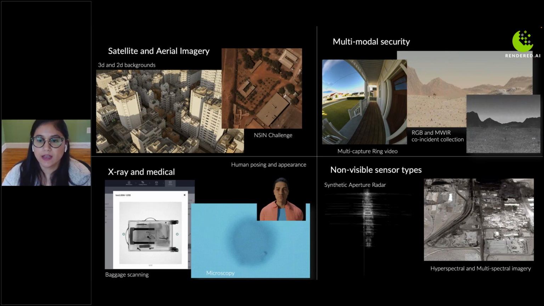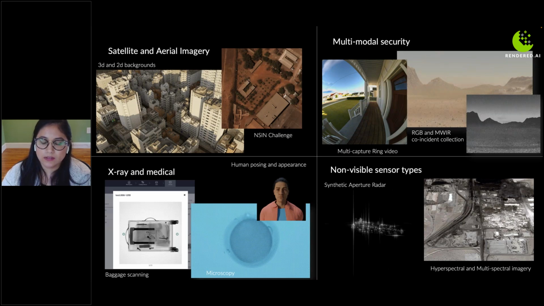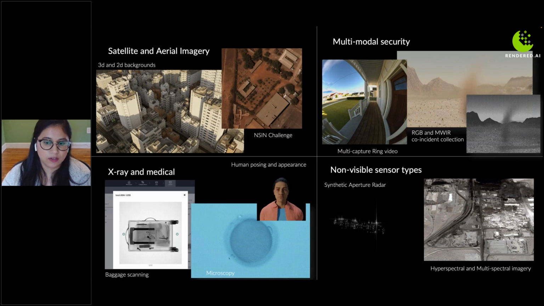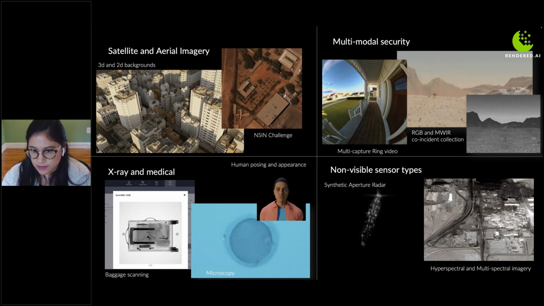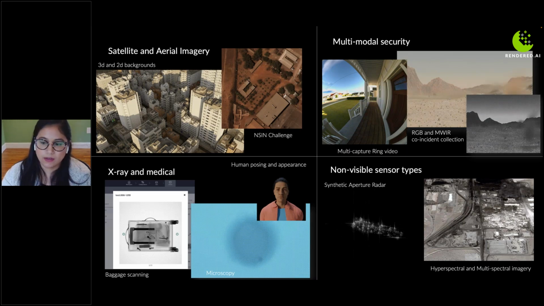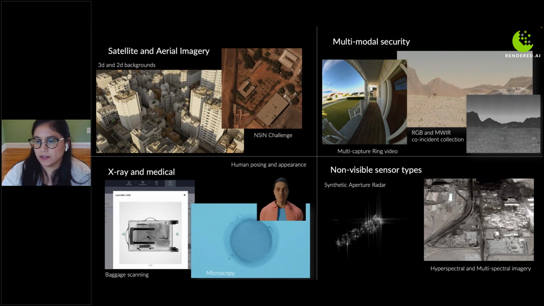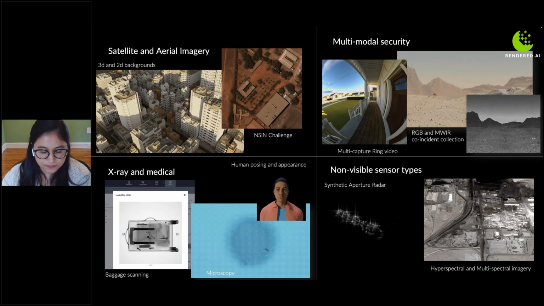And on the right, we have some non-visible sensor type examples. So synthetic aperture radar, or SAR, is used to detect ships from satellites, and SAR works by not being obstructed by clouds, so it's a useful technology. And this SAR simulator is our homegrown simulator. And we also have an example of hyperspectral and multispectral imagery of the city over there as well.